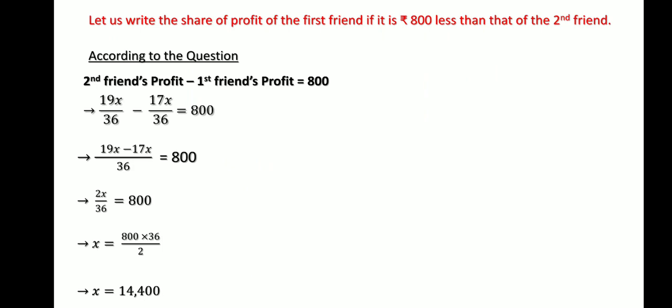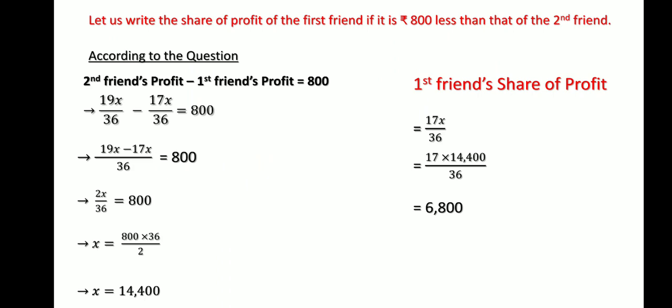x is the total profit that we know. What does the question tell us to find? Let us find the share of the first friend. So first friend's share of profit is 17x by 36. Replace the value of x and you have your answer as 6,800.